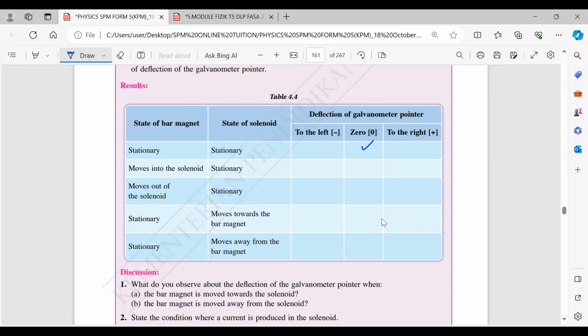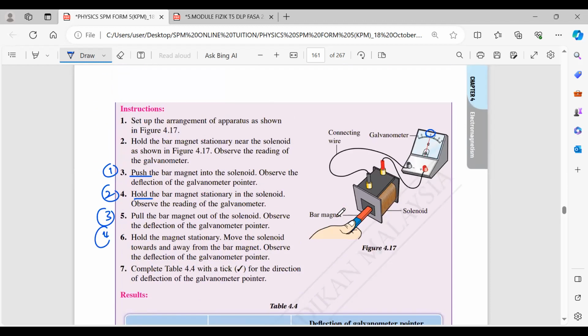Correct. Now the magnet moves into the solenoid. The bar magnet and the solenoid, if one is stationary and the other moves, there is a relative movement. The moment one moves, there is already a relative movement. Only when both are not moving is there no relative movement, and no magnetic field will be cut. If at least one is moving, there is a relative movement between them, so the magnetic field will be cut.